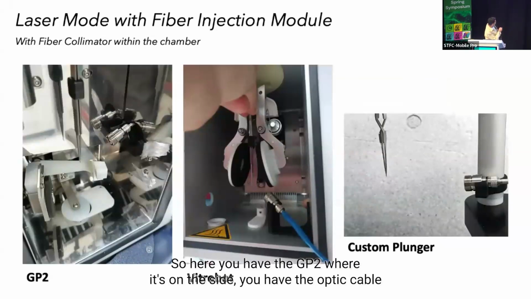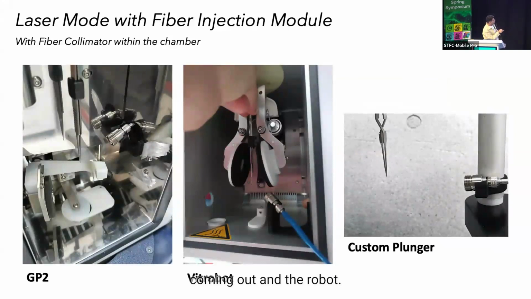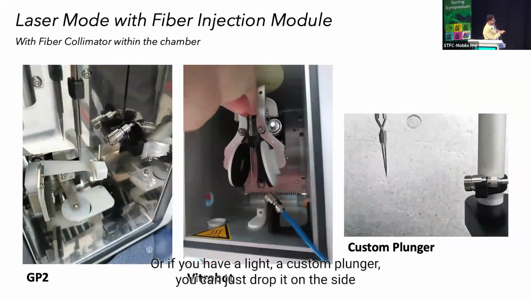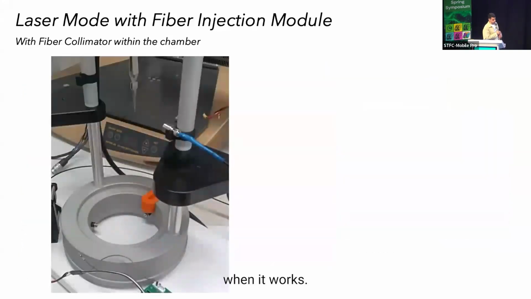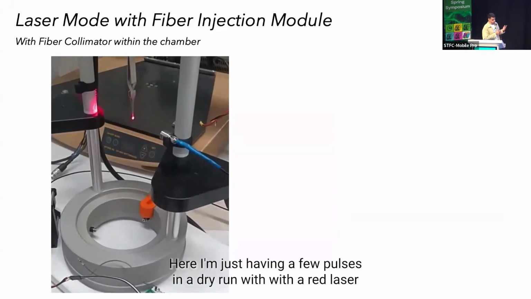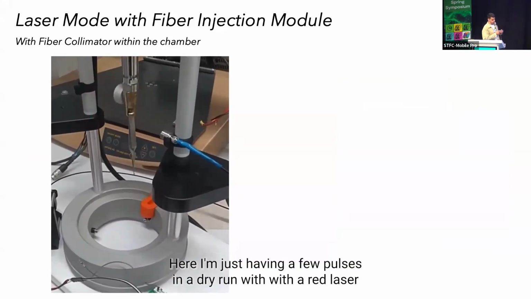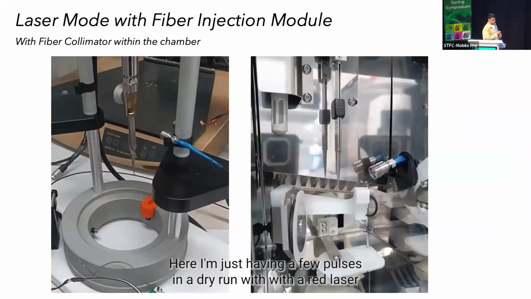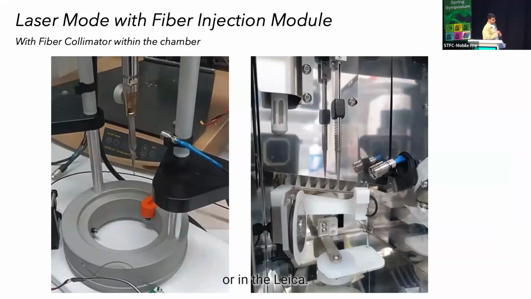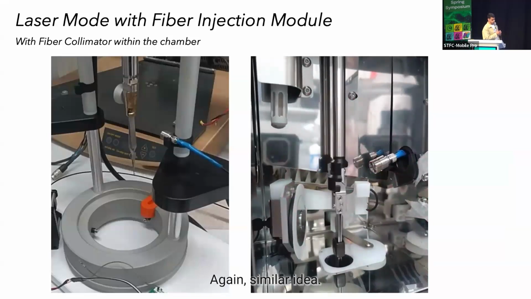So here you have the GP2, where on the side you have the optic cable coming out, and the Vitrobot. Or if you have a custom plunger, you can just drop it on the side. When it works, it looks something like this. Here, I'm just having a few pulses in a dry run with a red laser, or in the Leica, again, a similar idea.